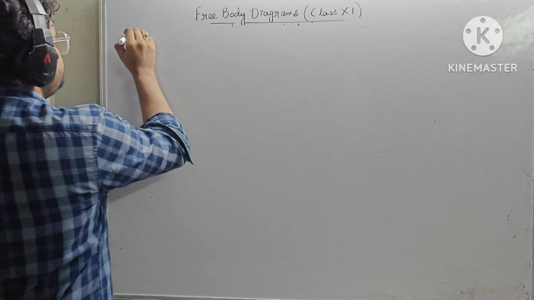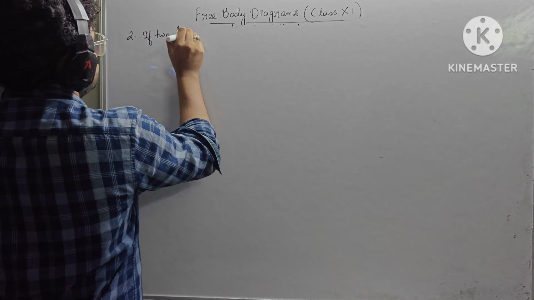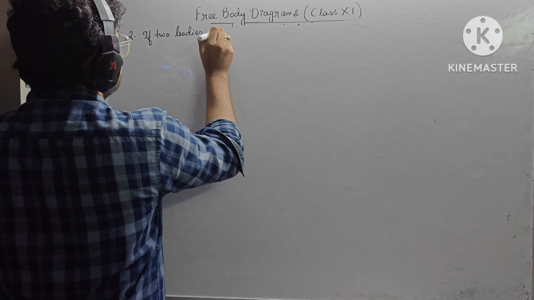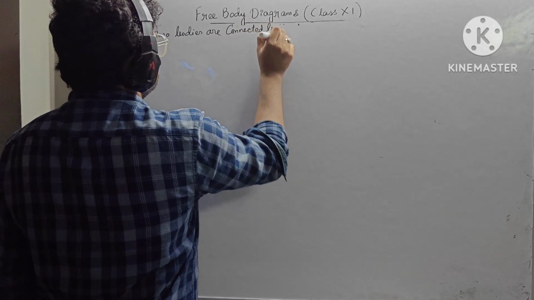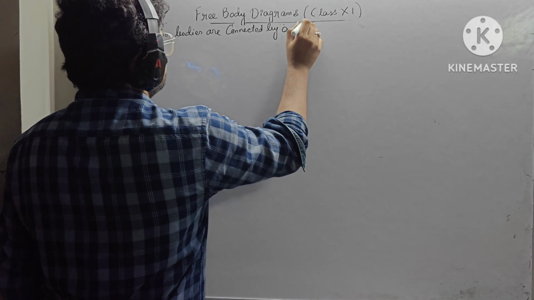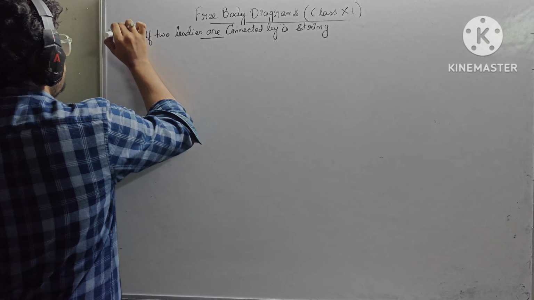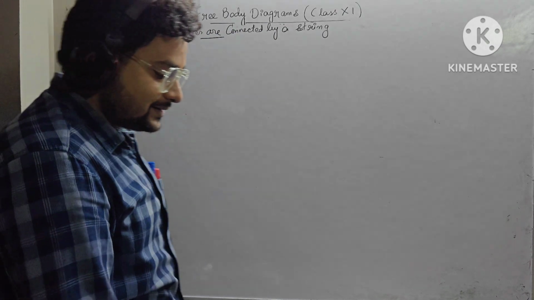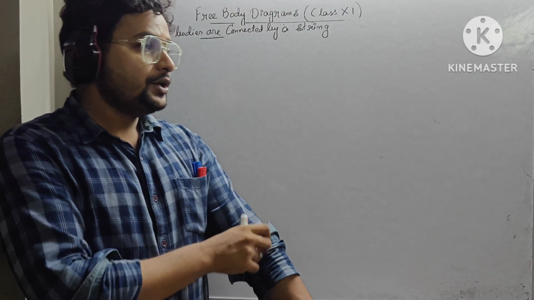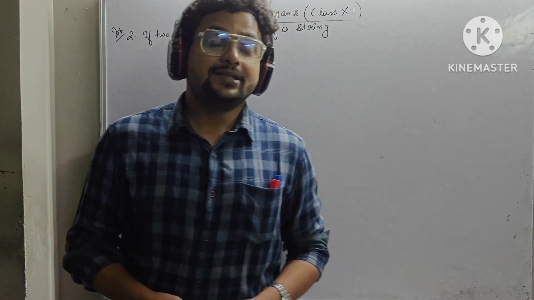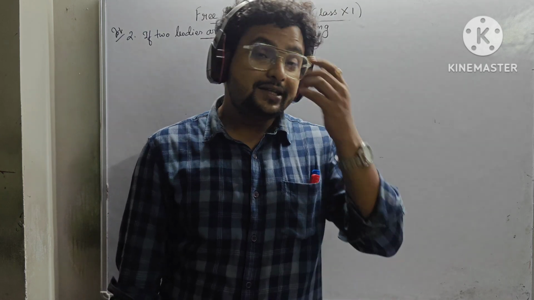Number 2 is if two bodies are connected by a string. This is also very important. If two bodies are connected by a string, you know, students, whenever there is a string attached to a body, then there is one more force that you have to take, that is known as the tension force.